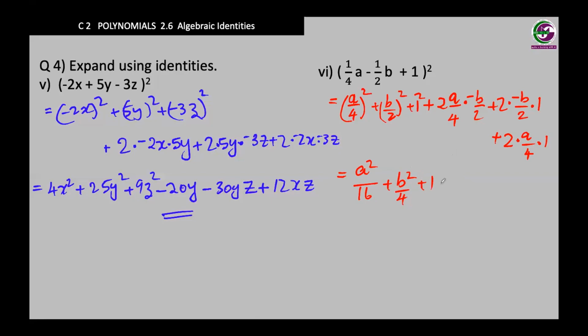We have only 1 negative in the next term, so this 2 and this 2 get cancelled. So we have negative ab by 4. This 2 and this 2 get cancelled, and we have only b. This 2 and this 4 get cancelled, so we have a by 2. Each term is different from the other: a square, b square, 1, ab, b, a. So each one is different, so we can't simplify this. That's all for question 4.